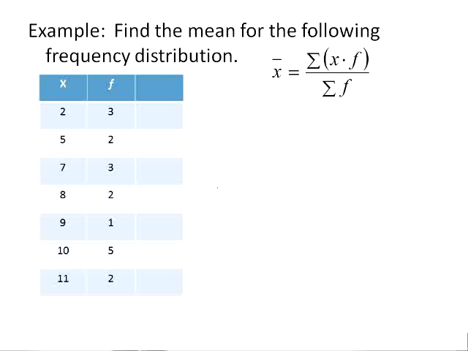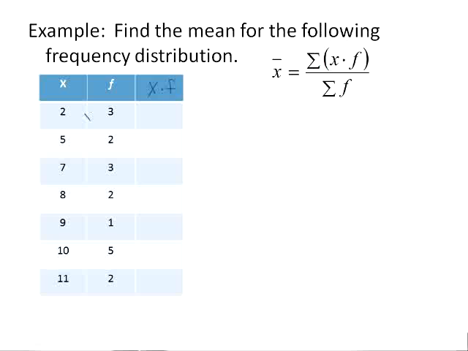So for this example, given the frequency distribution, let's find the mean for the following. Now, looking at your formula, we're first going to need to find the summation of the products of X times F. So let's look at our table. In our third column, we're going to create values that come from the multiplication of the data point multiplied by its frequency.